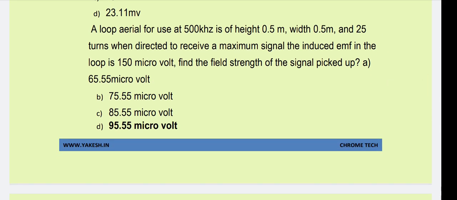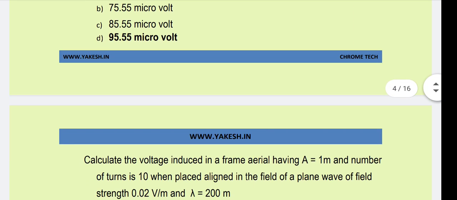A loop aerial for use at 500 kHz, height 0.5 m, width 0.5 m and 25 turns. When directed to receive a maximum signal, the induced EMF in the loop is 150 microvolts. Find the field strength of the signal picked up. Option D is the correct answer, 95.55 microvolts.